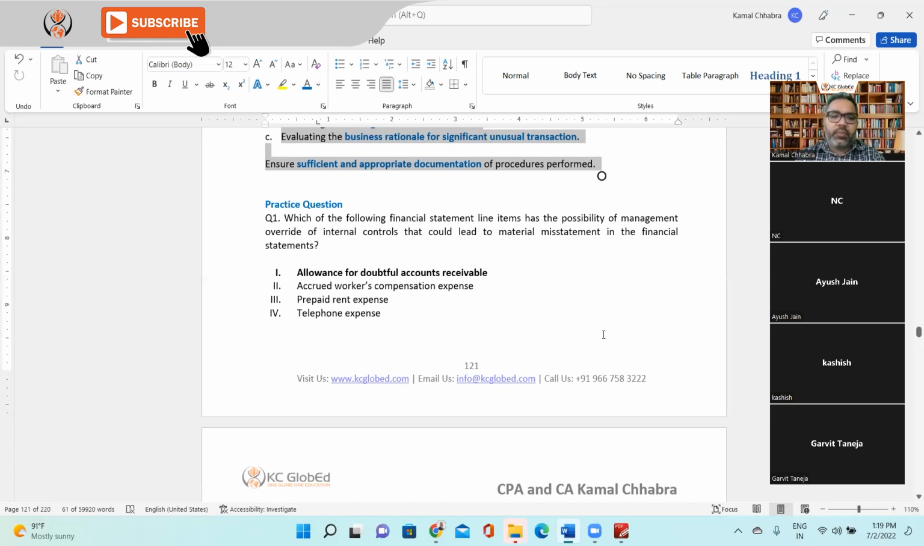Very good rationale. Sir, one more thing: overriding of internal controls can be done intentionally, no? Yes, always.